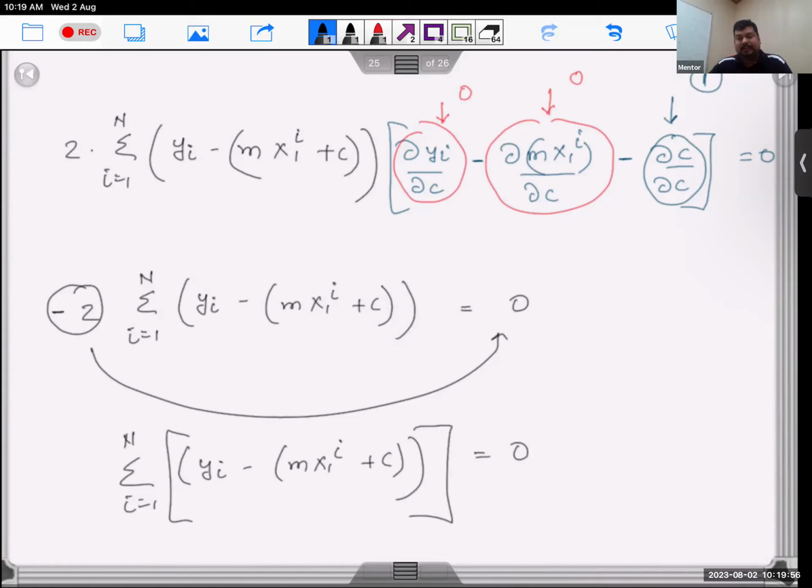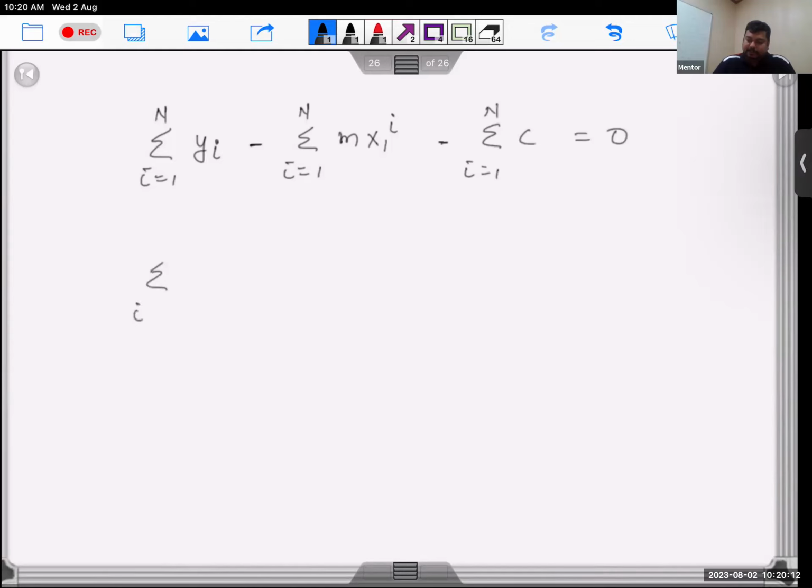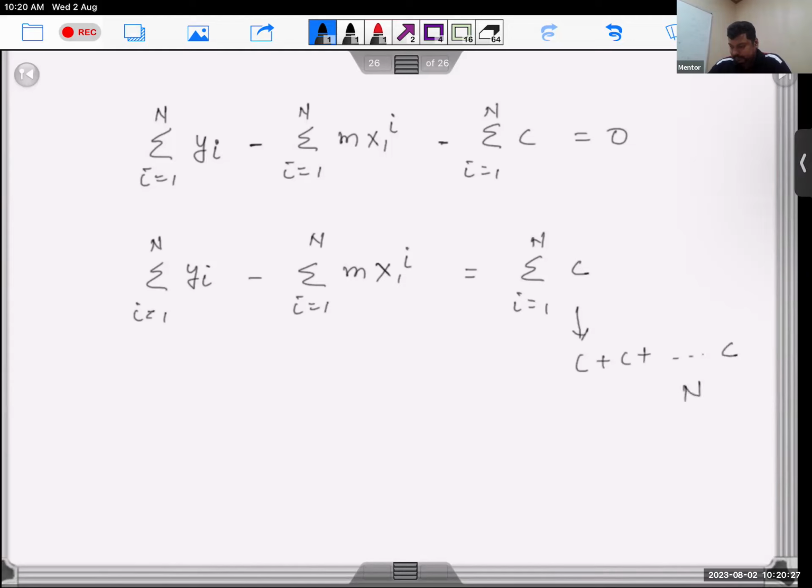What I'm going to do now is write everything in terms of C. So yi minus summation i equal to 1 to n of m times x1i minus summation i equal to 1 to n of C is equal to 0. I've taken C to the other side. If you add C n times, what do you get? nC.